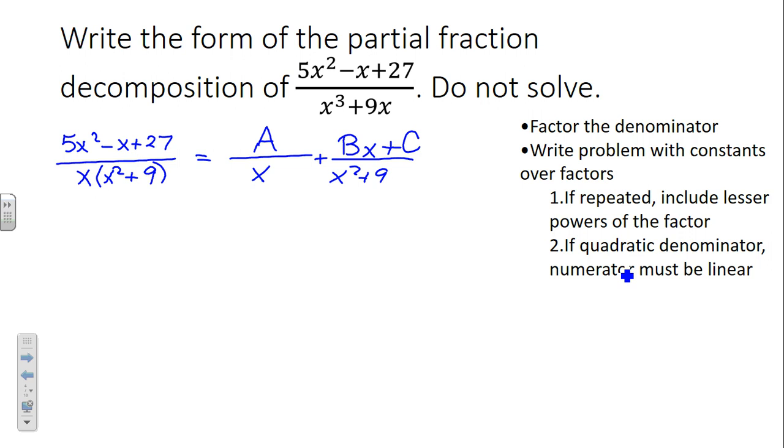Okay, because before we had linear in the bottom, so we put a single constant on top. Now that it's quadratic on the bottom, we're putting a linear factor on top, something in the form of mx plus b, or bx plus c. It doesn't matter what letters we use for our constants, but that is how you would set that one up. So far, so good? All right, so here comes the next one.